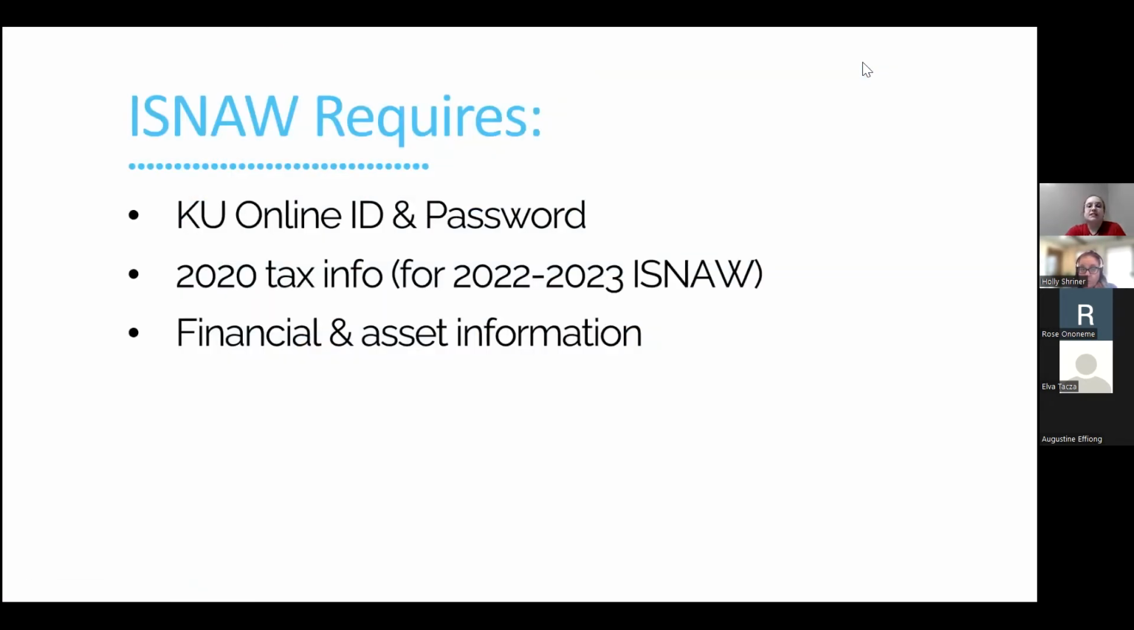And for the ISNA, since it's going to be a form that you'll complete on the KU website, all you'll need is your KU online ID and password. You'll also need your 2020 tax information. If it's international tax information, you'll have to convert it to US currency. Information like that will need to be put on there. You'll also need financial and asset information as well. And you'll input all of that online in that form.